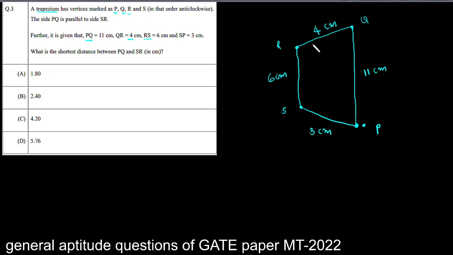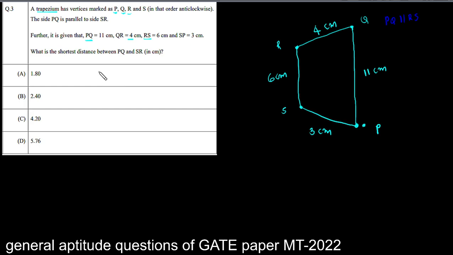Now we can easily see these two lines are inclined. But the dimension of RQ is more than SP. Then we can say this line is inclined more than this line, because those two lines are parallel. That means the distance between PQ and RS must be constant. So we can say this top line must be more inclined than this bottom line. But now what they're asking is the shortest distance between PQ and SR. The condition given is that PQ is parallel to RS, or SR in other words.